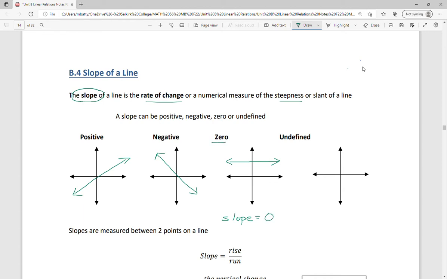And we know that 0 and undefined are very different things. We talked about that when you were dividing by 0 or 0 divided by a number. Undefined slope is an up and down line. On your calculator, if you were to calculate that or measure it, it would say error. But in math, we say the slope would be undefined. Now we know that this is a horizontal line.